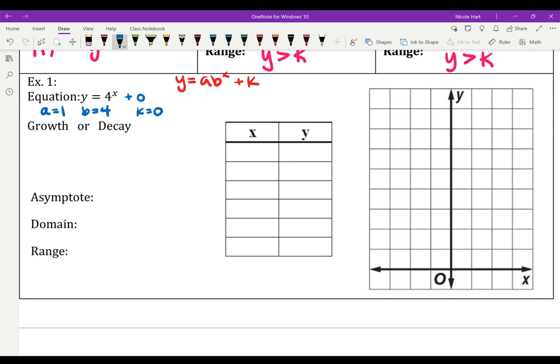So our horizontal asymptote is going to be y equals 0. And looking at the value of b, before I even graph this, it's going to be a growth because b is greater than the number 1.